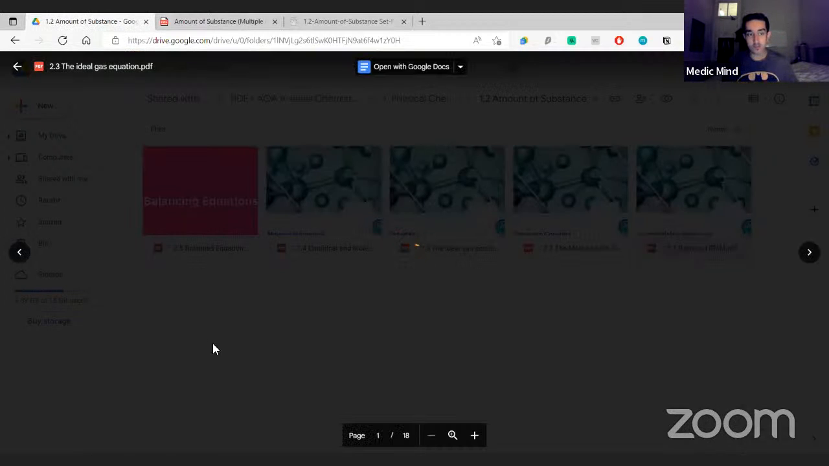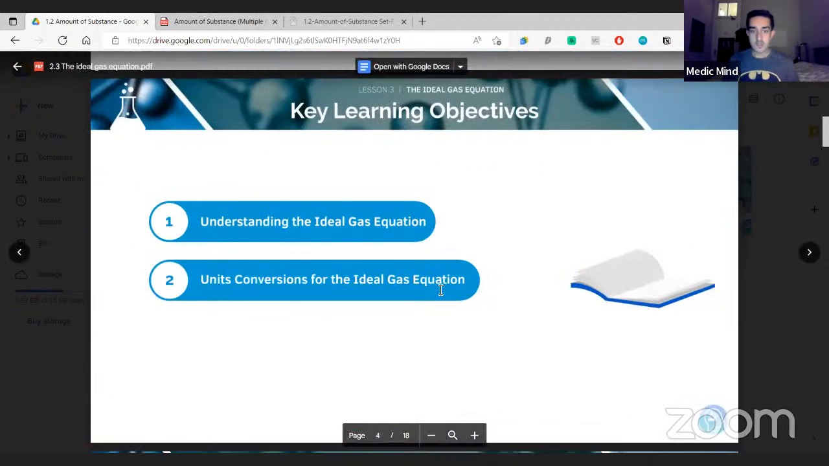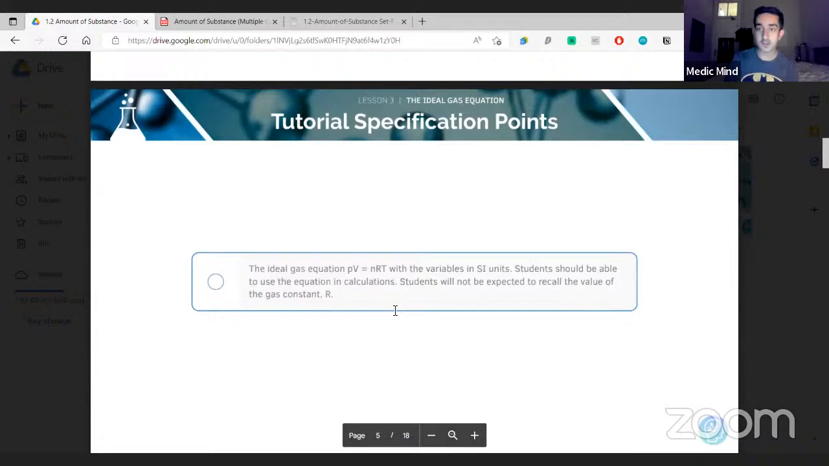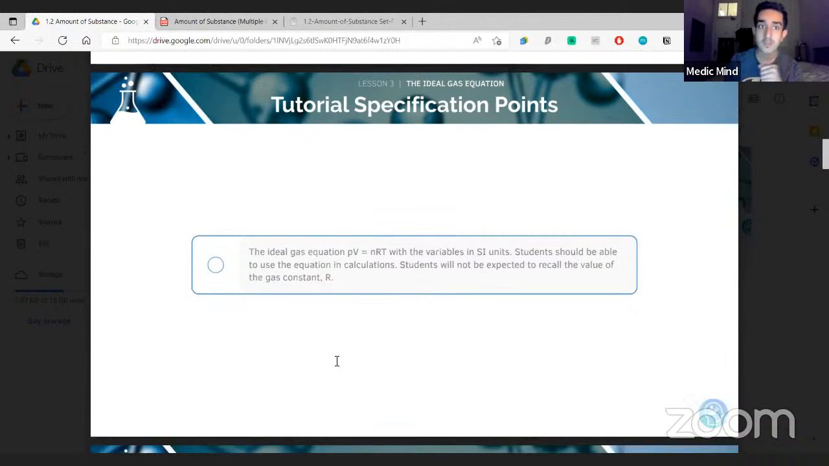Okay, the next equation is the ideal gas equation. And this is really important to note. So the ideal gas equation, PV equals nRT. The really important thing to note for this one is the units, because the units are often the thing that catches students out. Because the units aren't standard SI units, it becomes a little bit more difficult. You should be able to use the ideal gas equation in calculations. You won't be expected to recall the value of the gas constant, 8.314, for those who are able to recall it.